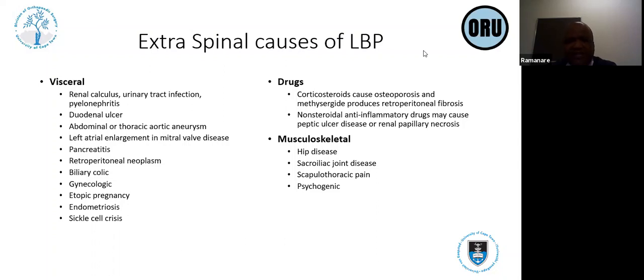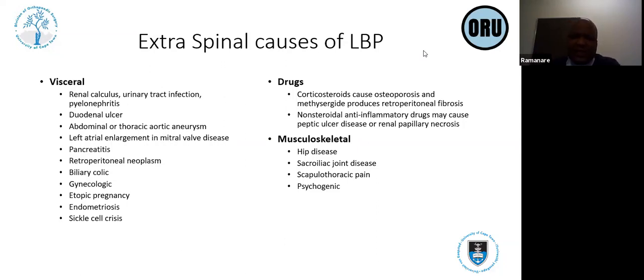Always look out for SIJ pathology, sacroiliitis, or any type of ankylosing spondylitis. Just any pathology around that area can manifest as a spinal problem.